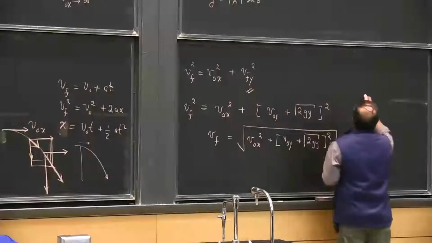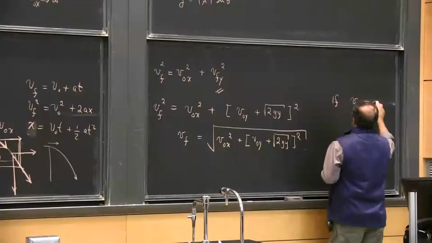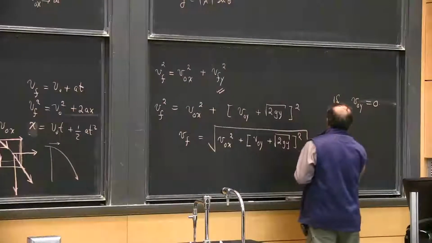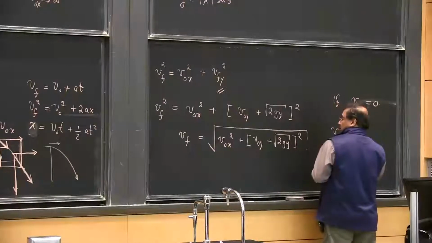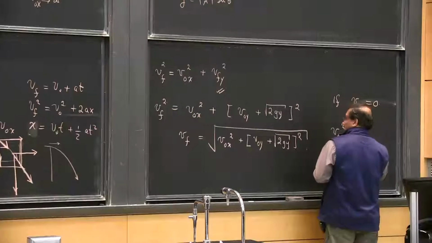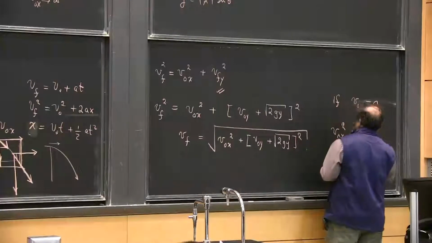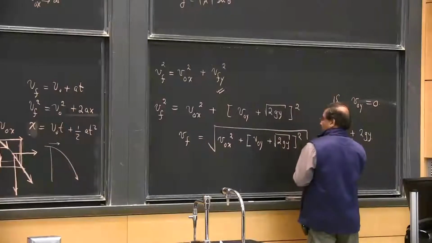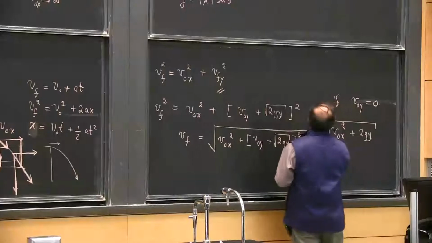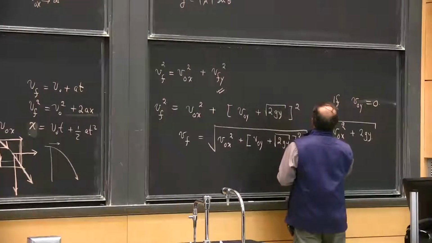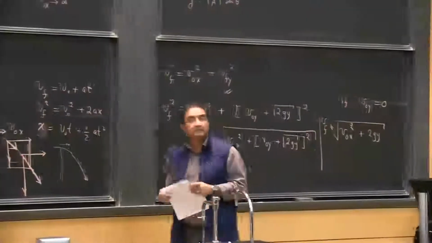And if v0y is 0, then of course it will simplify to the square root of v0x squared plus 2gy, right? This would be the final velocity in that case. Yes.